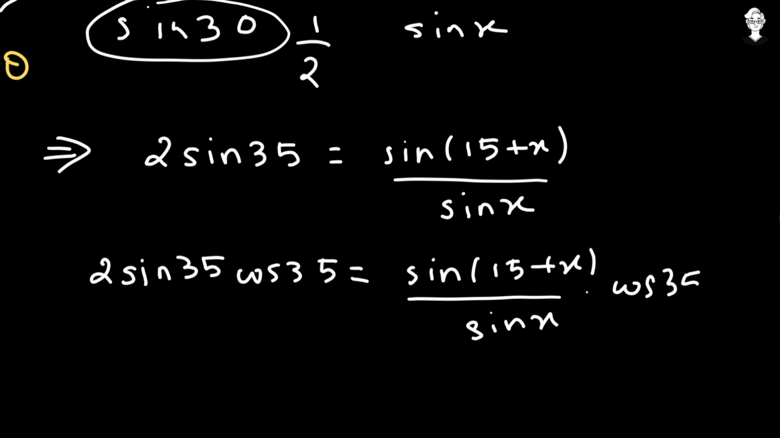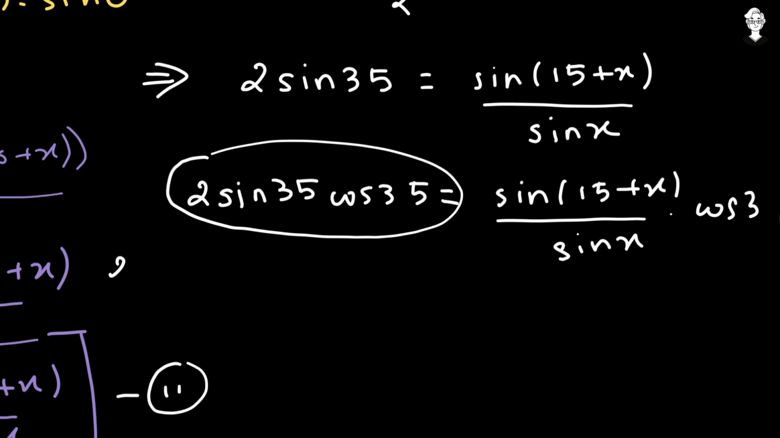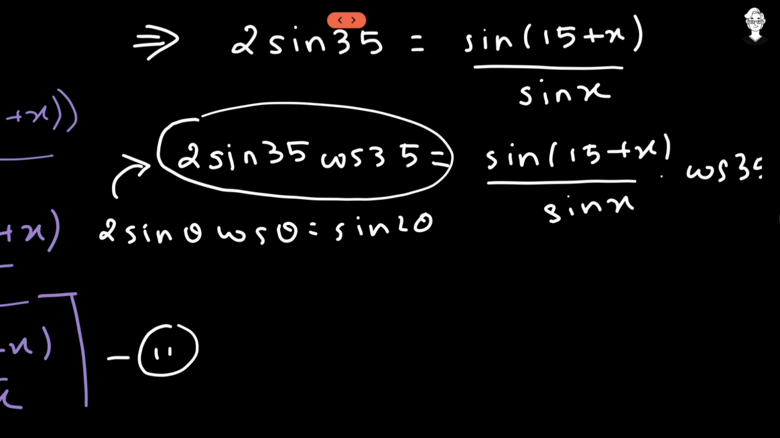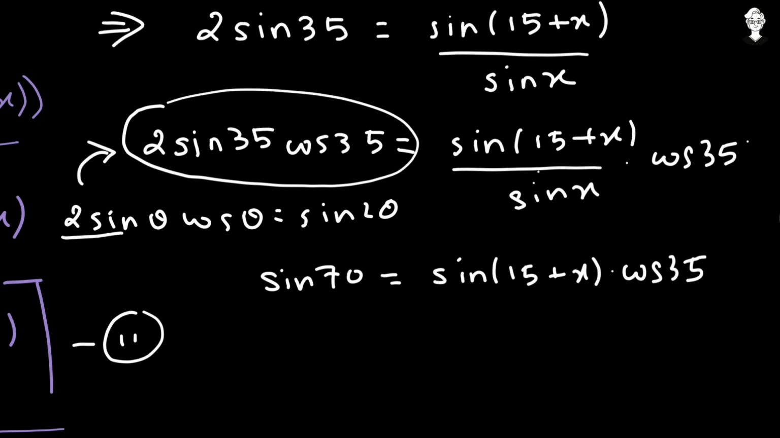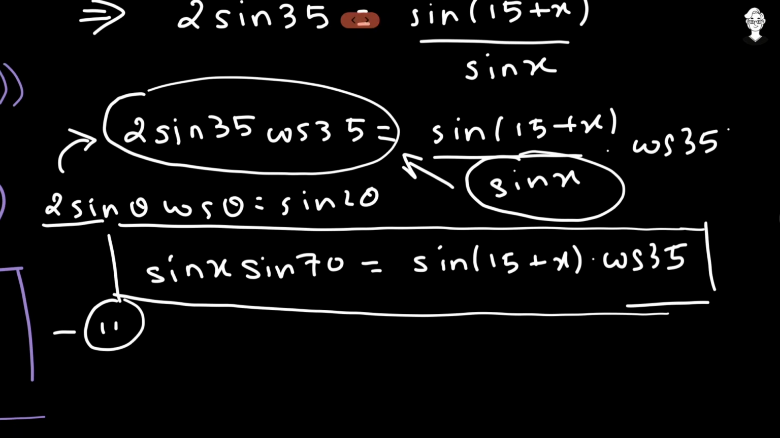Now using the trigonometric identity, 2 times sine theta cos theta equals sine 2 theta, if we apply this identity over here, we get that 2 times sine 35 degree cos 35 degree is actually sine 70 degree. And this is equal to sine of 15 plus x into cos of 35 degree, and the sine x in the denominator I will just multiply on the other side. So sine x into sine 70 degree is equal to sine 15 plus x into cos 35 degree.